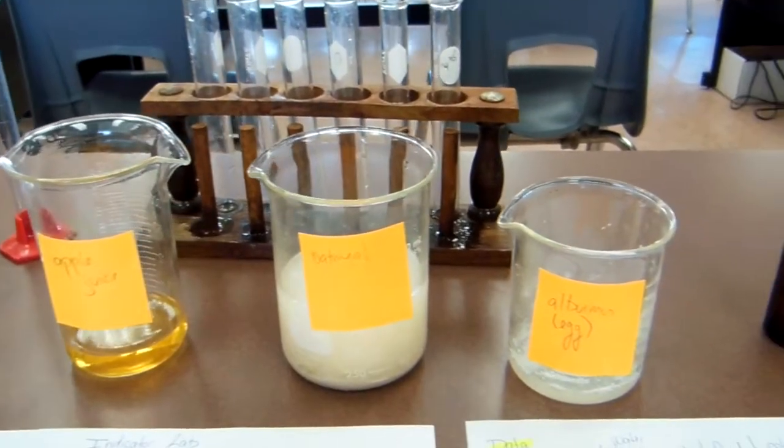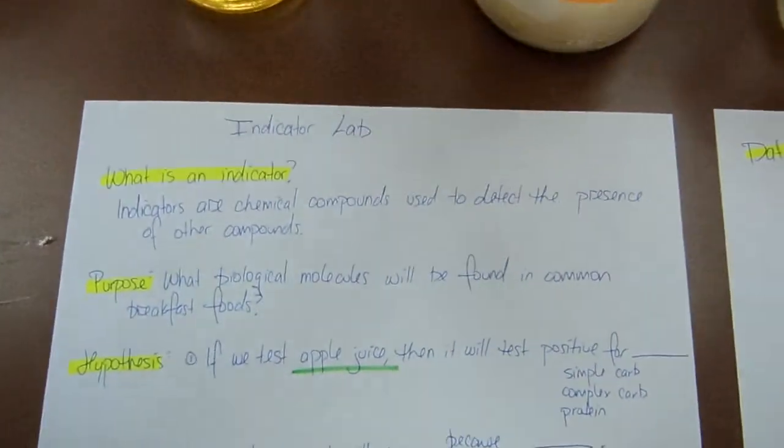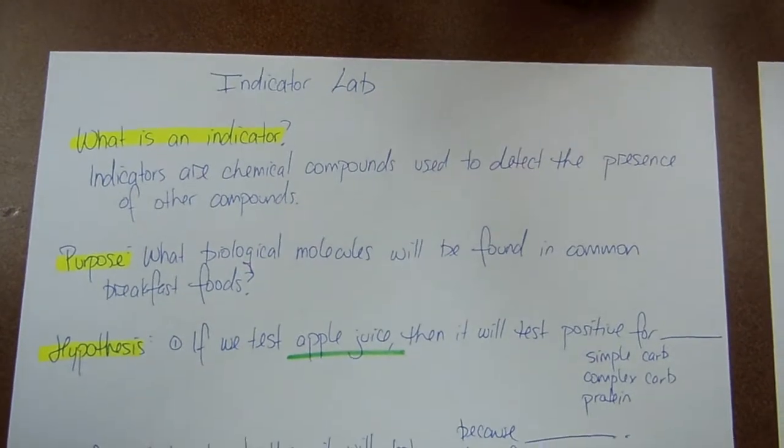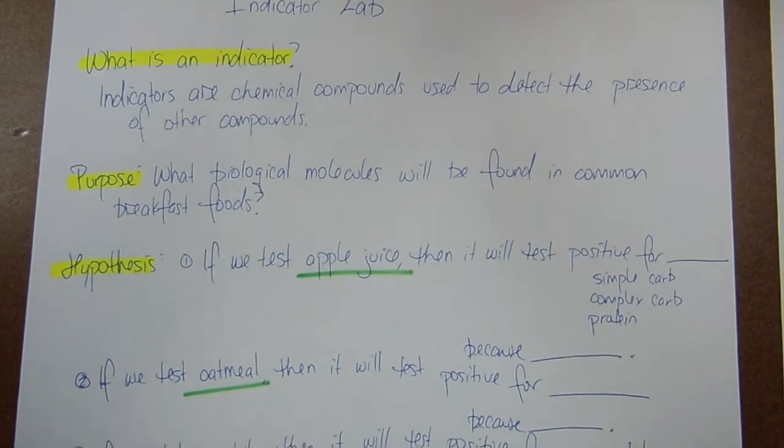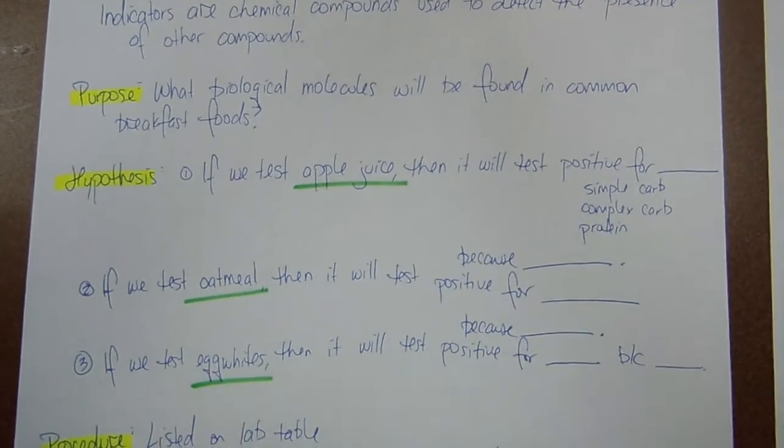These are all the ingredients for the indicator lab. And then this is the notes that you can put in your notebook. So what is an indicator? What is the purpose of the lab? We're looking at some breakfast foods. You're going to do 3 hypotheses.